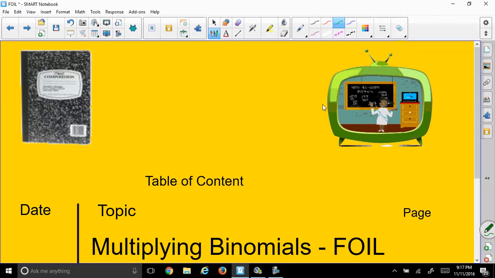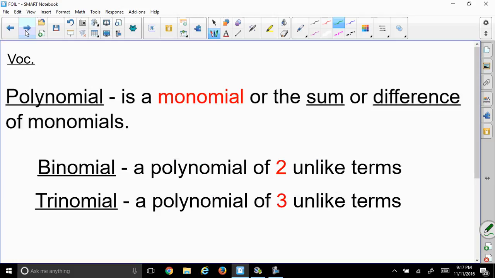We're going to continue our studies, and this time we're talking about multiplying binomials using the distributive method of FOIL. A polynomial is a monomial, or the sum or difference of monomials. Here, the binomial is a polynomial of two unlike terms, bi meaning two. Trinomial is a polynomial of three unlike terms, tri meaning three.